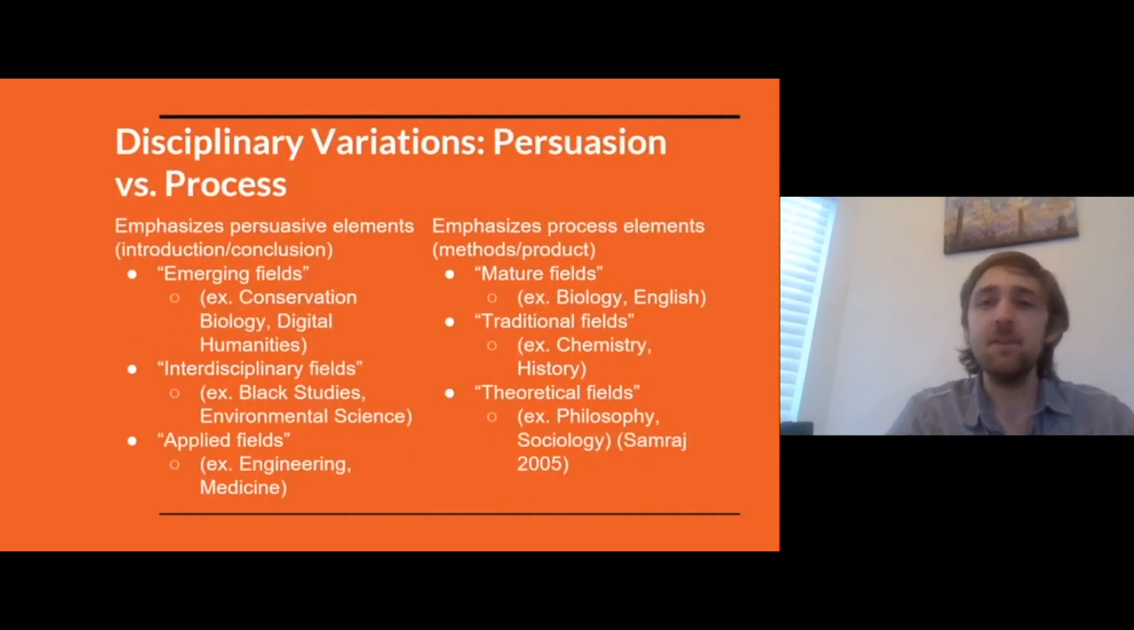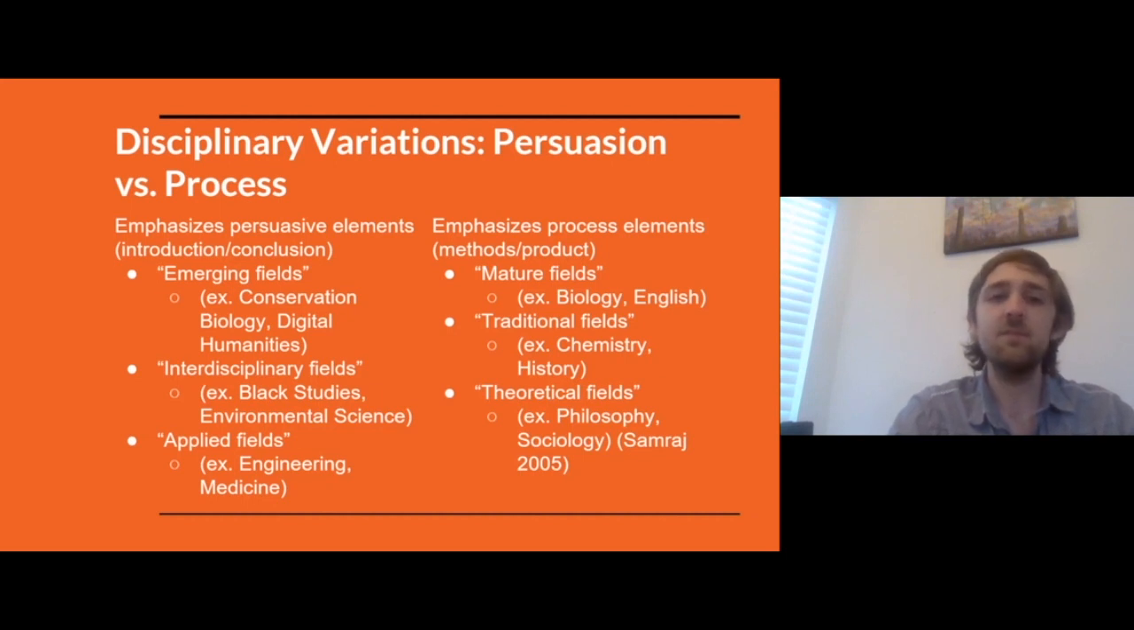Finally, another researcher, Samraj, found some other general variations in how abstracts function and what rhetorical moves they rely on. Samraj suggested that certain disciplines tended to emphasize the persuasive moves, whereas others emphasized the process moves. So basically, some were more given to persuasion and some were more given to summary, based on the Swales-Hyland comparison we talked about earlier.